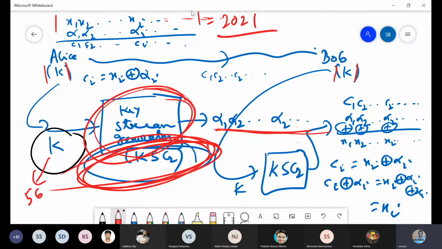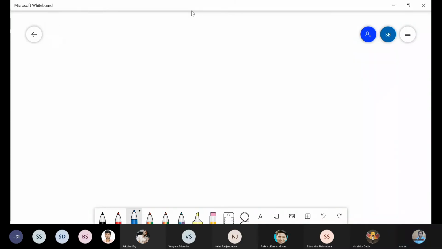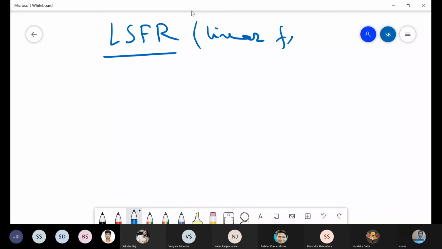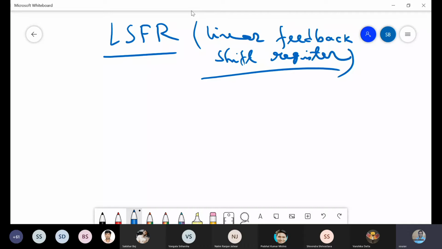It will be more clear if we move to some examples. The coin will not be much popular because we need to have the same coin and it should give us the same thing. So the first thing is LFSR, linear feedback shift register. In short, it is called LFSR. LFSR is an example of a key stream generator.